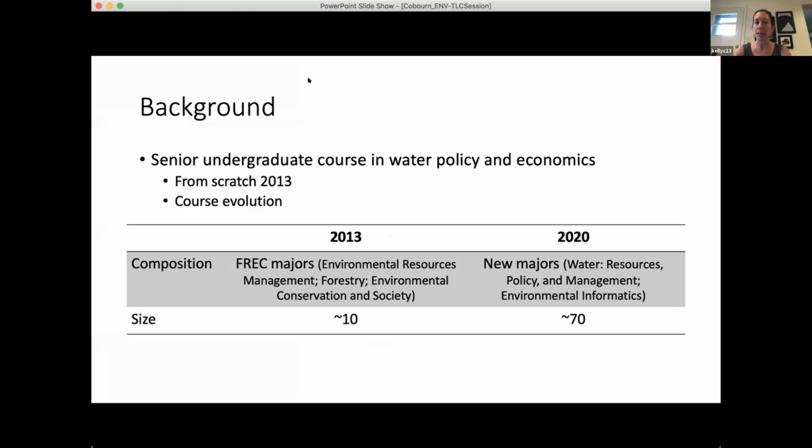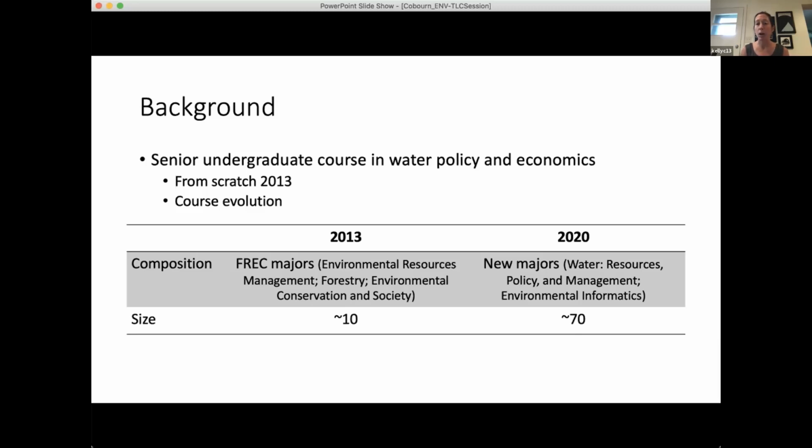So just as a little bit of context, this is a senior level undergraduate course in water policy and economics that I started from scratch when I joined Virginia Tech in 2013. The course has evolved substantially over time, which has changed the way that I've used the game and implemented it in the classroom. Most significantly, the composition of the class has shifted away from a more traditional forestry type of audience into some of our new majors, which include majors in water resource policy and management. The size of the class has also increased substantially from about 10 the first couple of years I offered the class to now 70. And so that's really pushed me to rethink how I implement this game in the classroom.